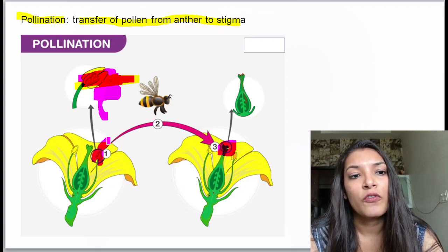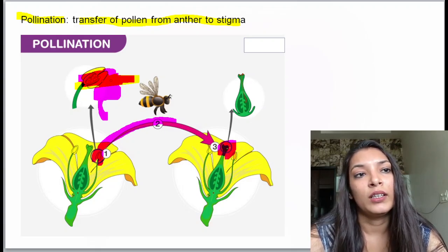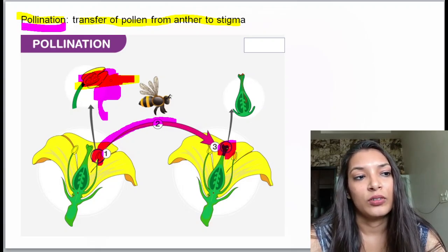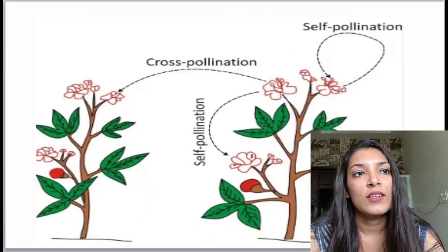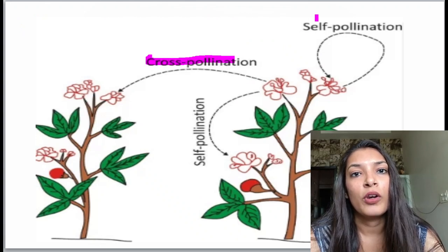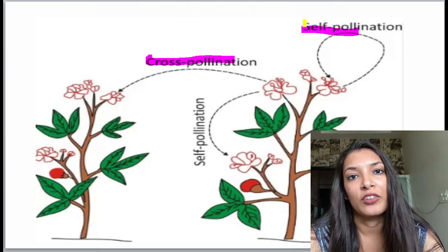Alright. So this process of transfer of the pollen grains from the anther to the stigma of the female reproductive part is called pollination. Right. Pollination is of two types. One is cross pollination, another is self pollination. Now what do we actually understand by the term self pollination?